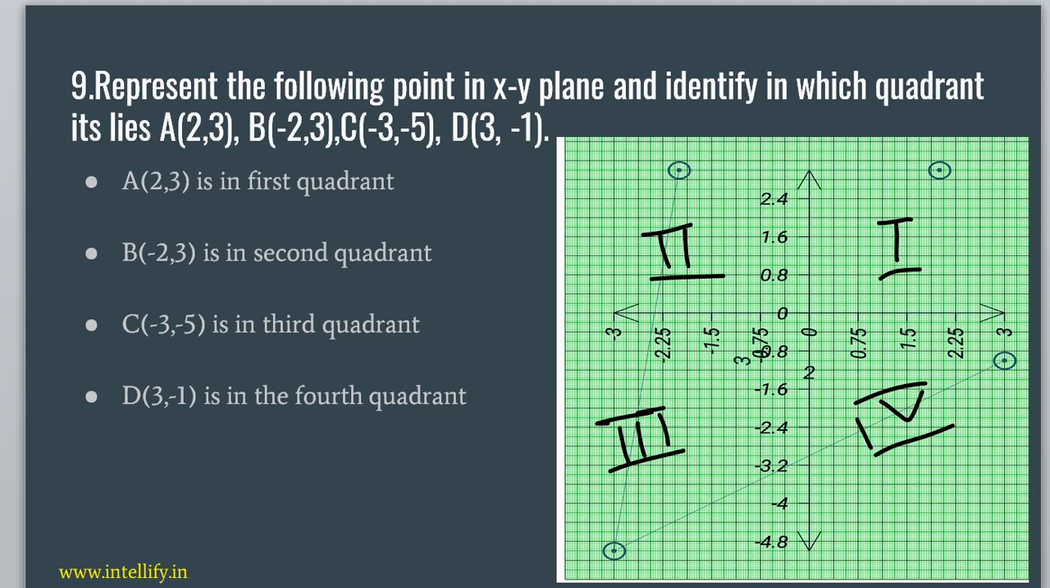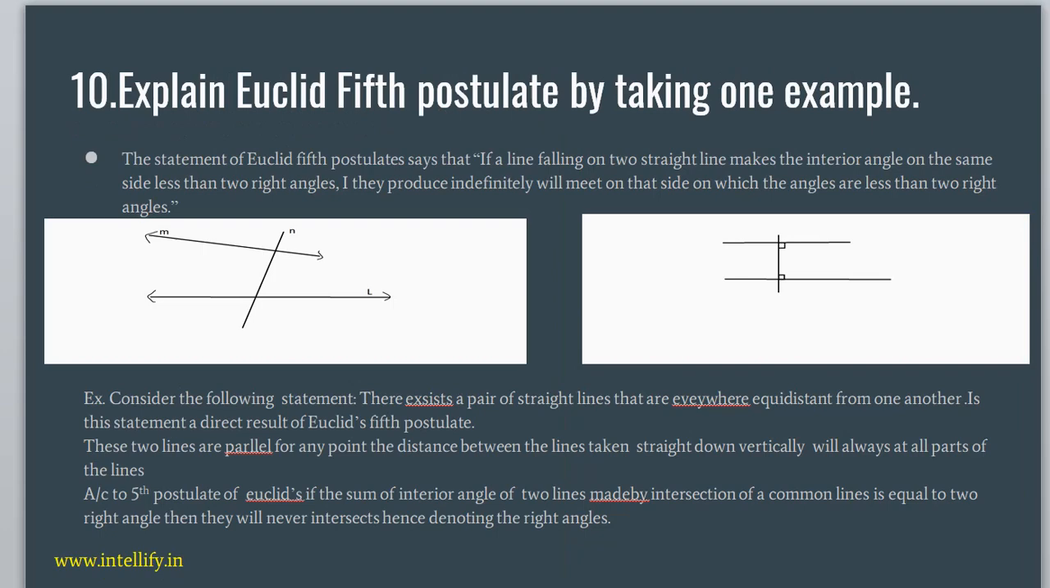Let's jump on to the next question. We have: explain Euclid's fifth postulate by taking one example. So I will read out the statement of Euclid's fifth postulate. It says that if a line falling on two straight lines makes the interior angles on the same side less than two right angles, then the two lines, if produced indefinitely, will meet on the side on which the angles are less than two right angles.